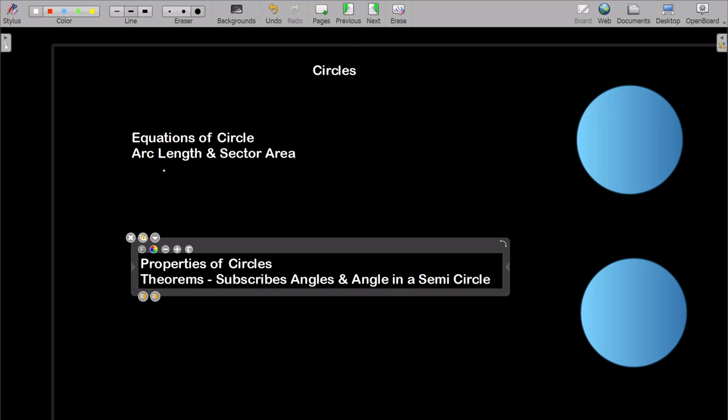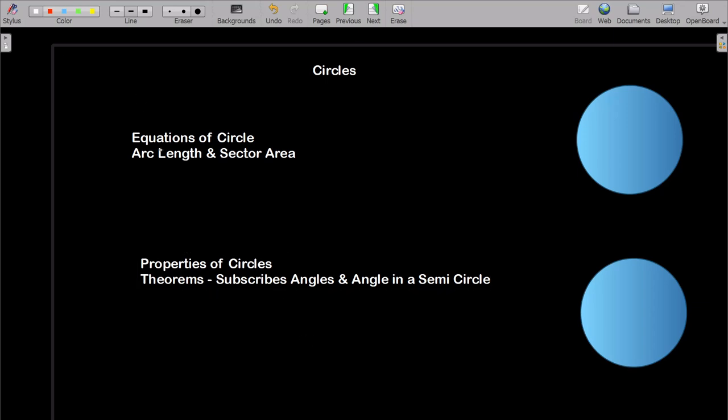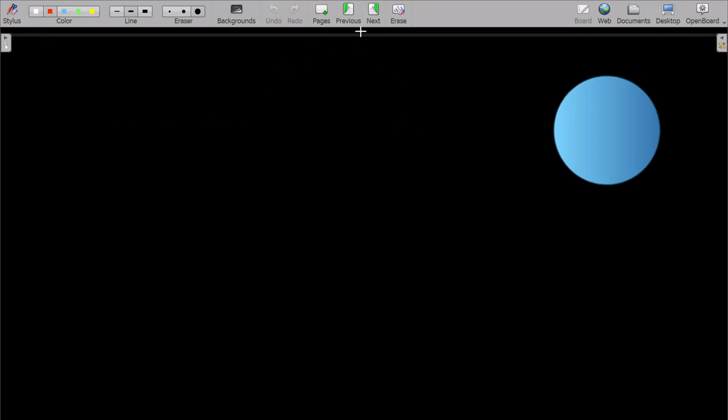Okay, so today we will cover these first two topics, equations of circle and arc length and sector area, and in the next class we will cover properties of circles and theorems. Alright, so let's move to the next page. We don't need the circle.